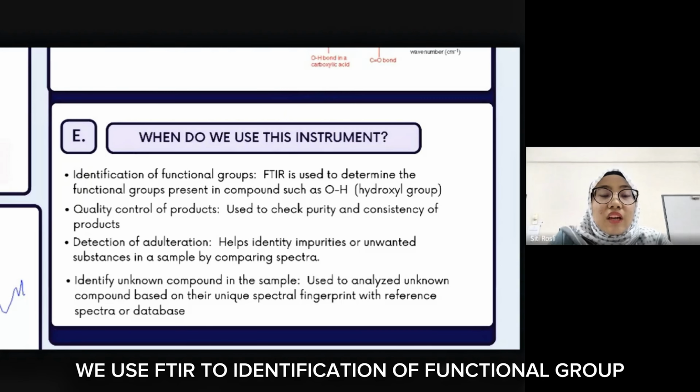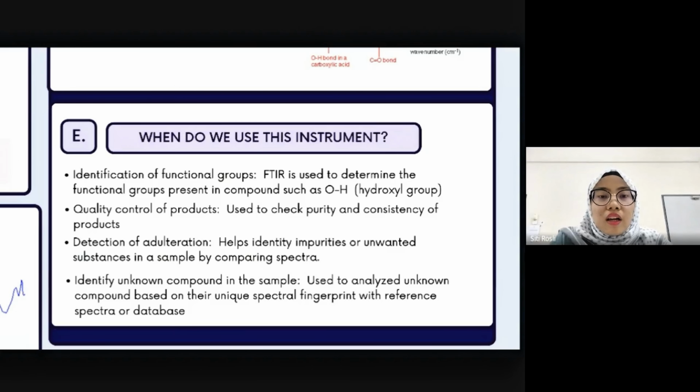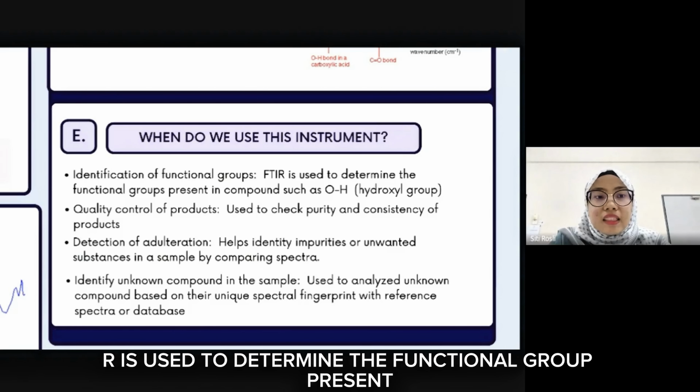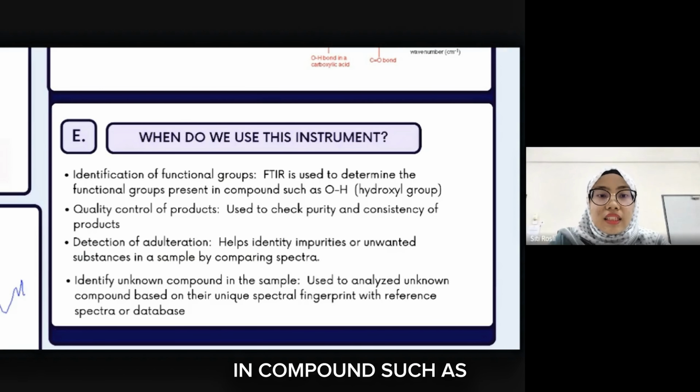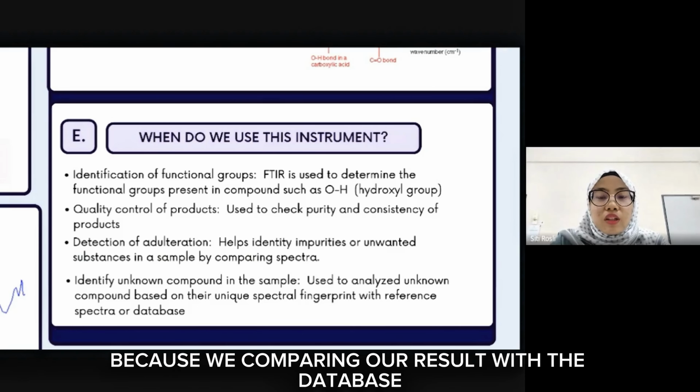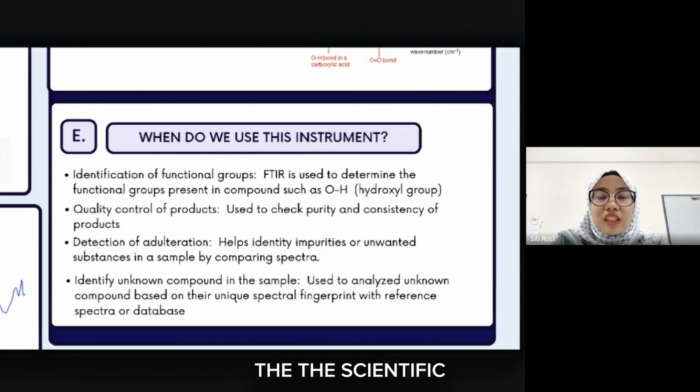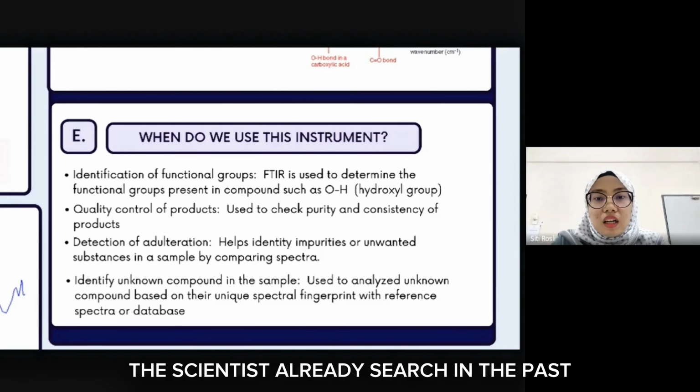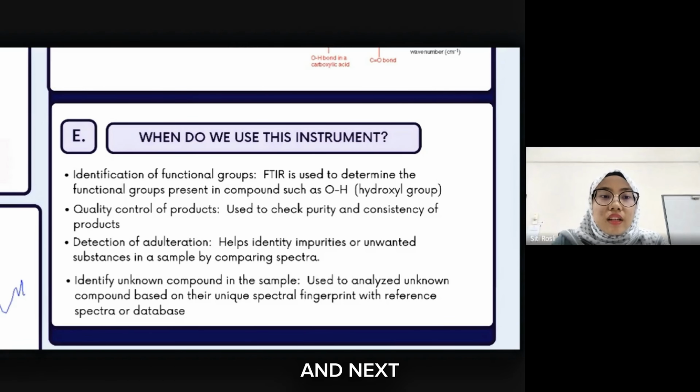We use FTIR for identification of functional groups. As we know, FTIR is used to determine the functional groups present in compounds, such as OH, which is the hydroxyl group, because we are comparing our result with the database that scientists have already researched in the past.